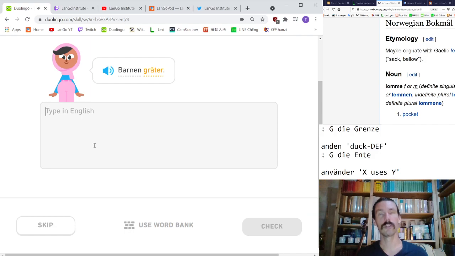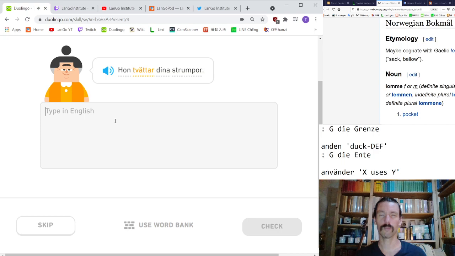Barnen gråter. That is like screaming, crying. Gråter. Okay, and barnen, is that plural definite? Or singular? Barnen. The children, plural definite. Gråter. The verb is not helpful on that point. All the same form. And I forgot already what it was. The plural. The children cry.